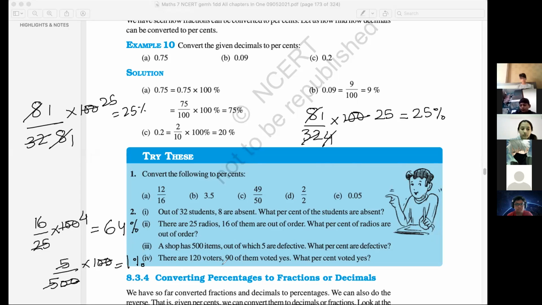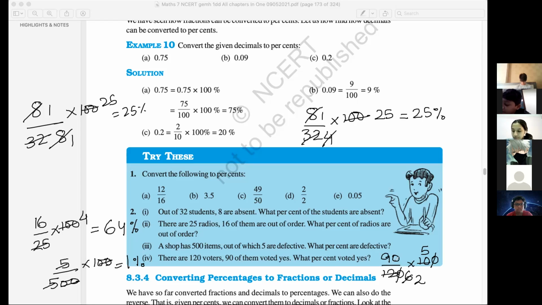There are 120 voters, 90 of them voted yes. What percent voted yes? 90 upon 120 into 100. The zero and zero cancel. Then 2 sixes are 12, 2 fives are 10. Ma'am, we cannot cancel the 90's zero also because there's no more zero, only in 100 was there. You cannot cancel sideways.